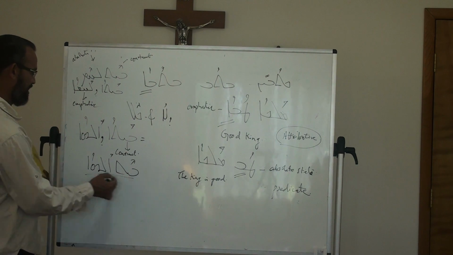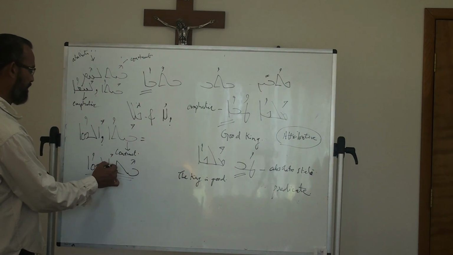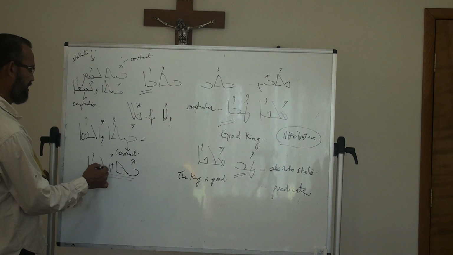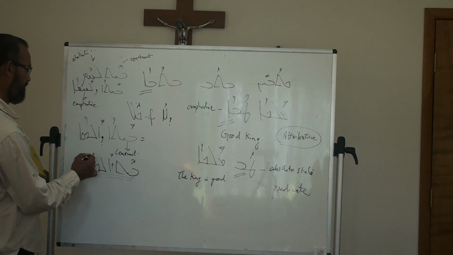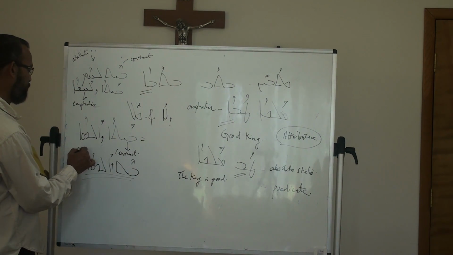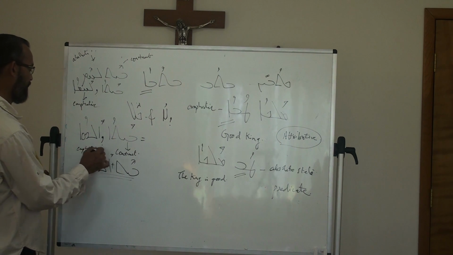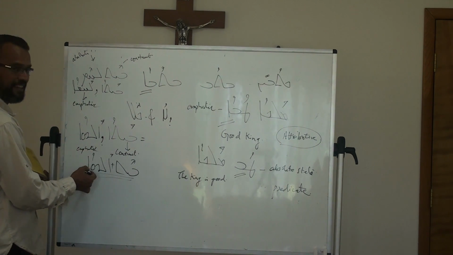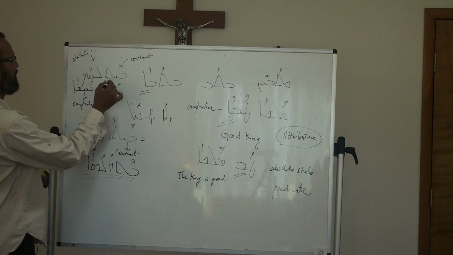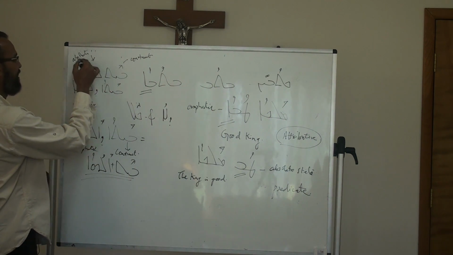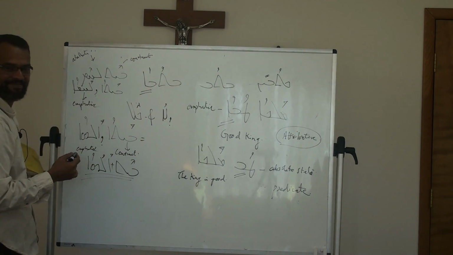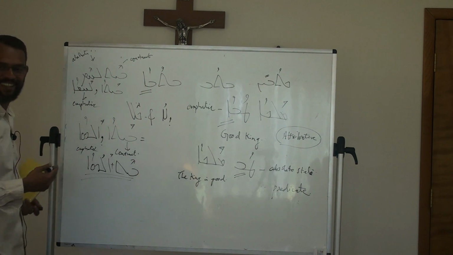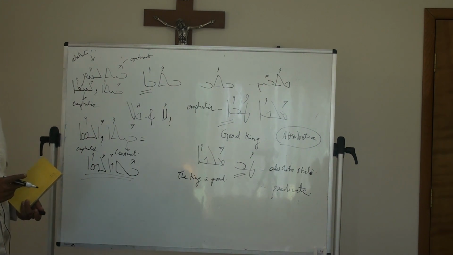Here you see a construct form plus an emphatic form, right? Aloho is in the emphatic, but here with the construct form we have an absolute form. Huh? That's Syriac.